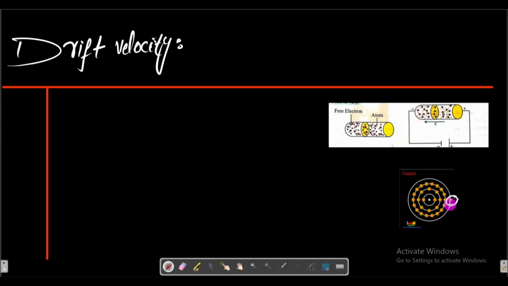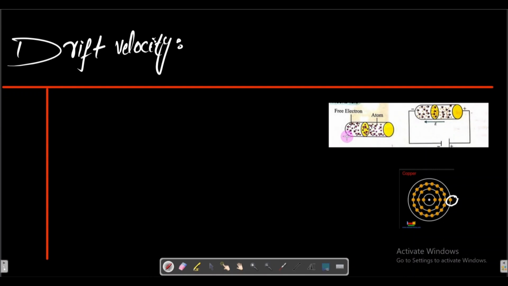So this is the free electron, and this copper strip is made up of millions and billions of copper atoms, and each copper atom contributes a free electron. Hence we can say that this copper strip will consist of a sea of free electrons. So here is the sea of free electrons. In other words, we can say the sea of charges.